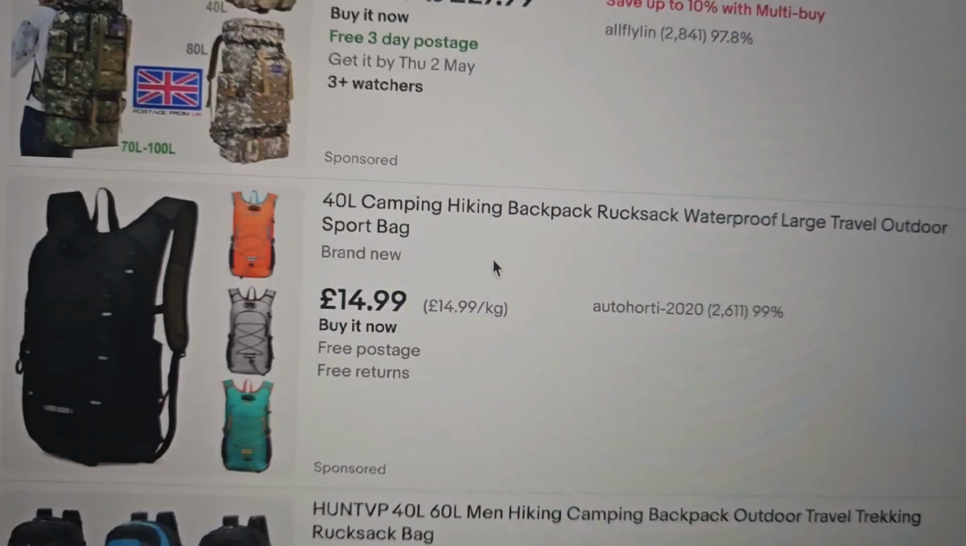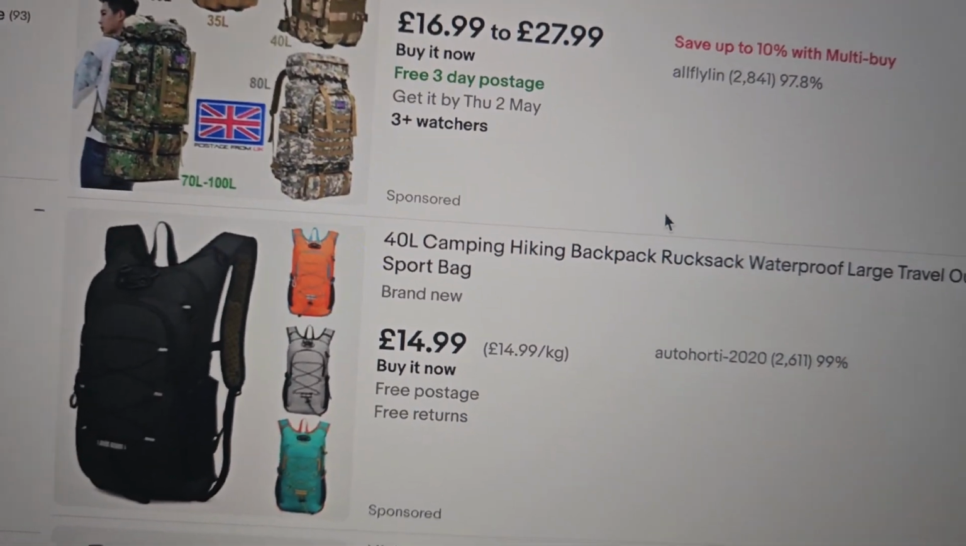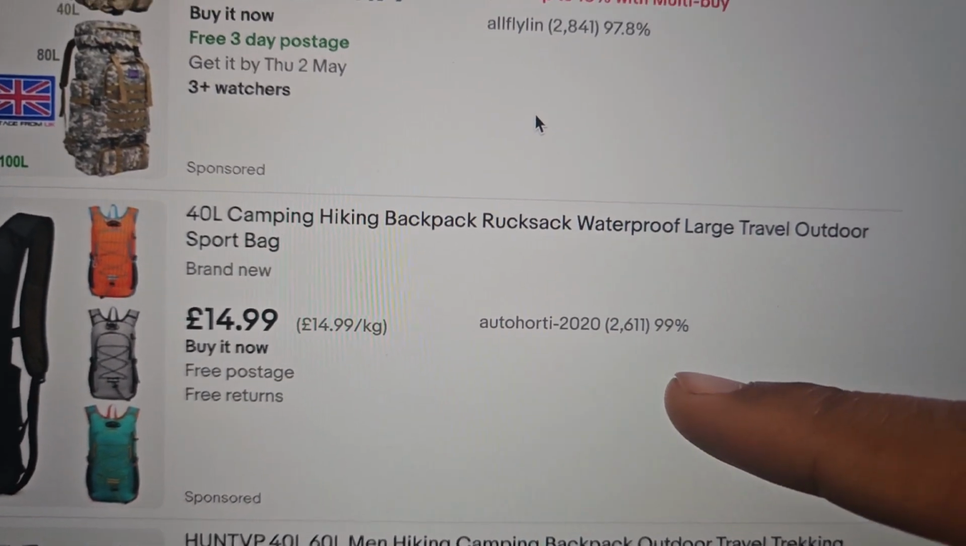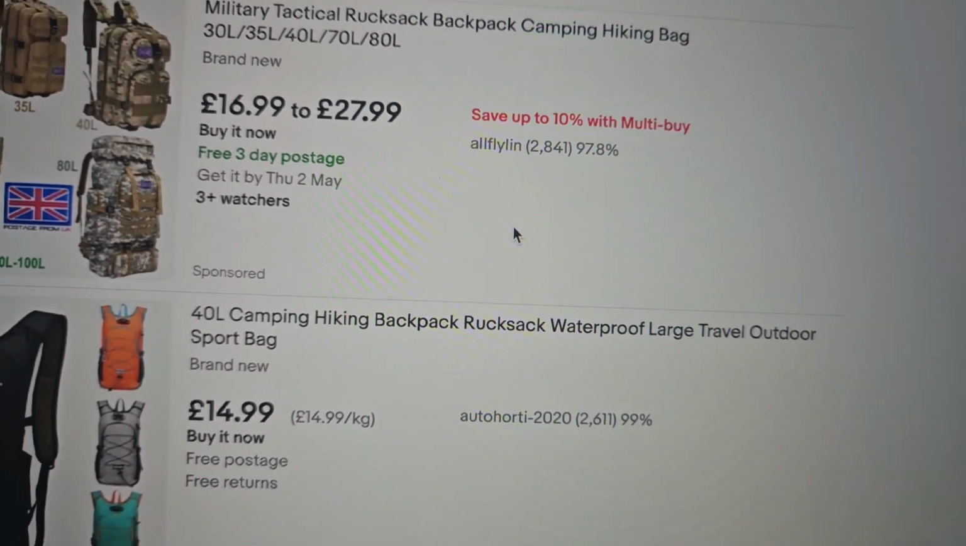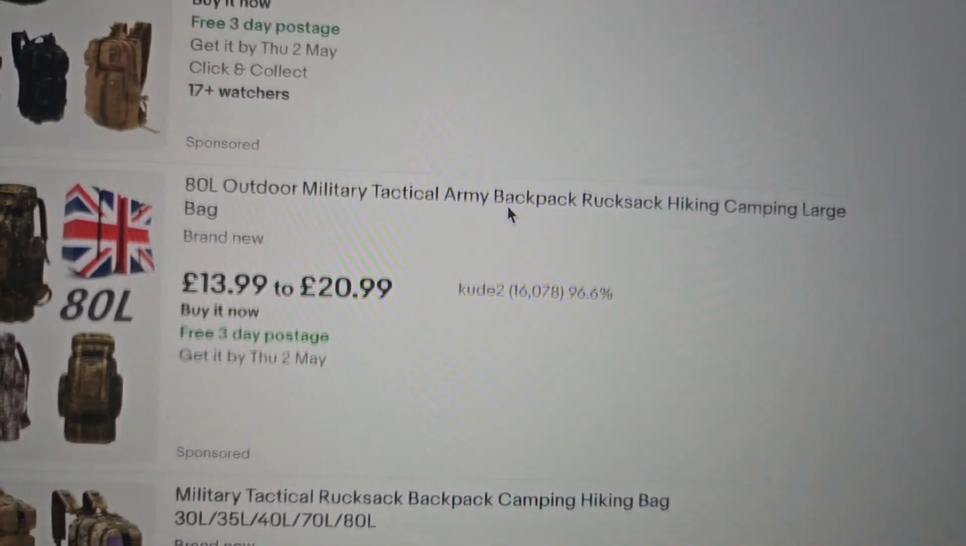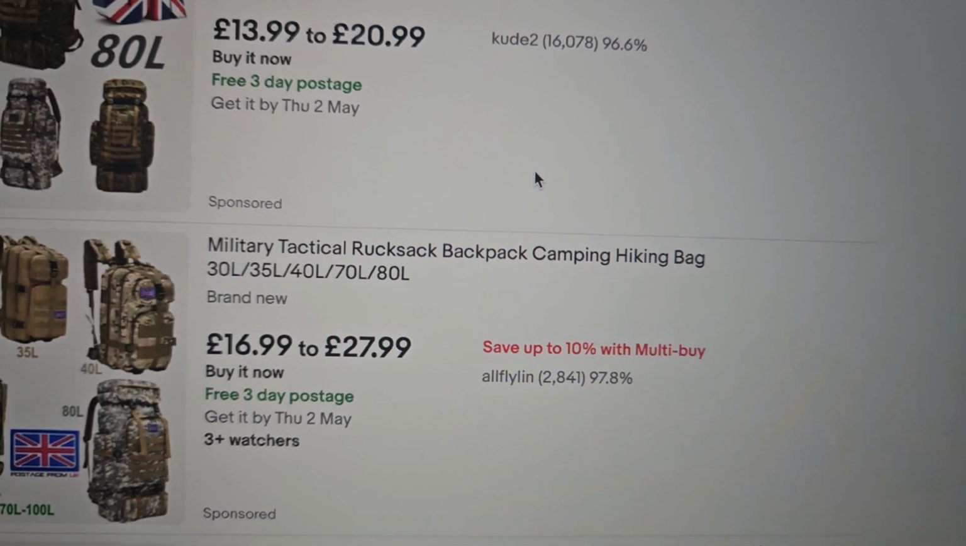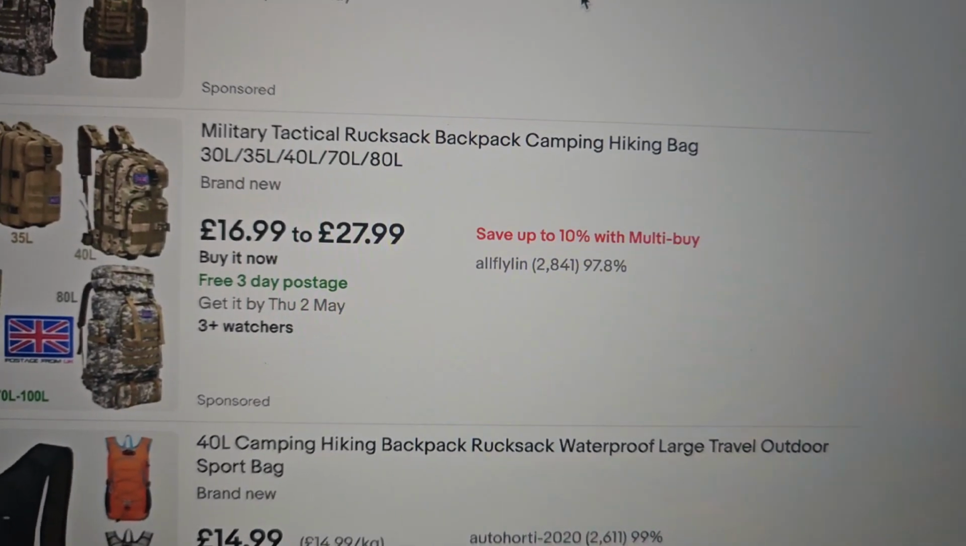It's going to be hard for us to rank in this market because have a look at some of the sellers. 2,600 feedback, 99% positive. 2,800 feedback, 97.8% positive. How are we going to rank against these people? These people have established a shop. They probably get millions of impressions every single day. It's very hard to compete.